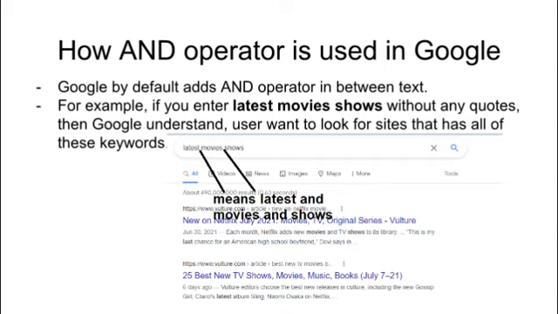If a user enters search text consisting of multiple keywords or words, then the AND operator is by default interpreted to generate searches. Google understands that the user wants to search websites that comprise all of these keywords and hence combines them.